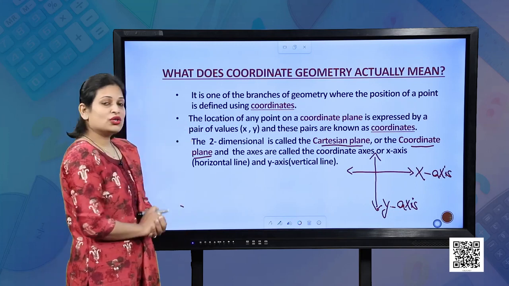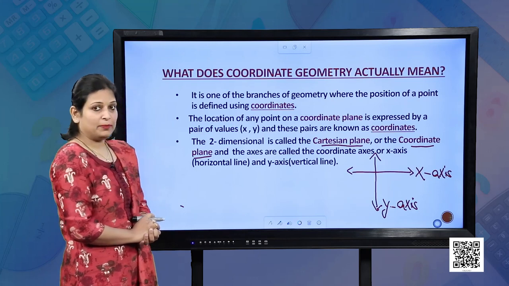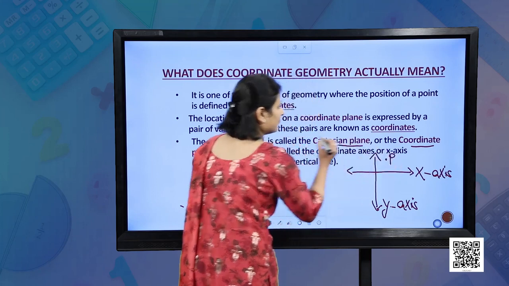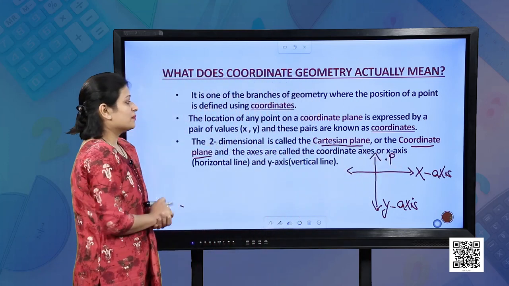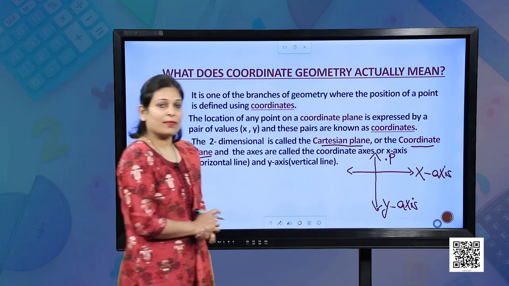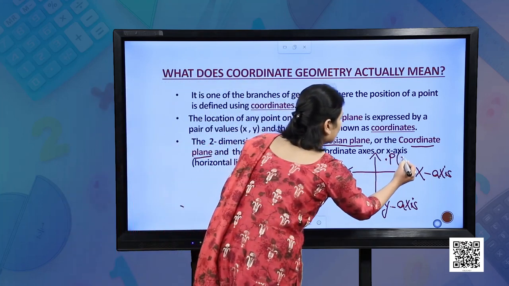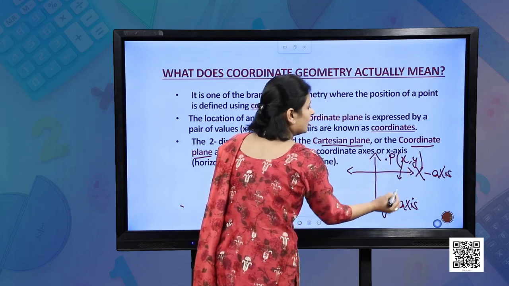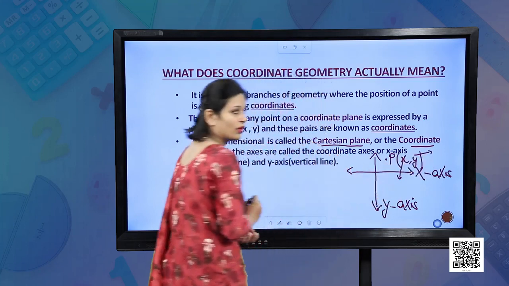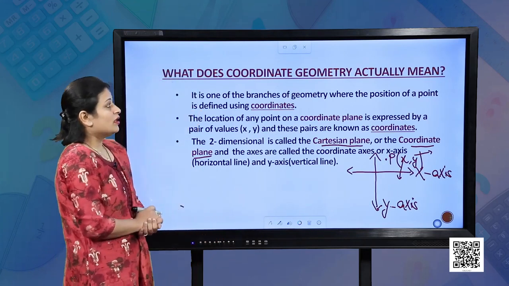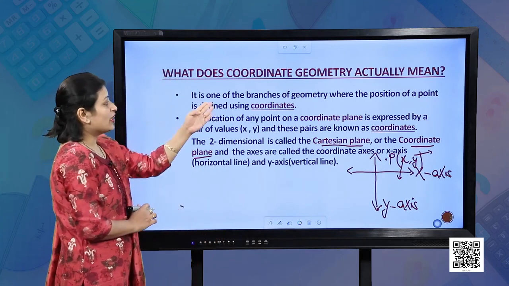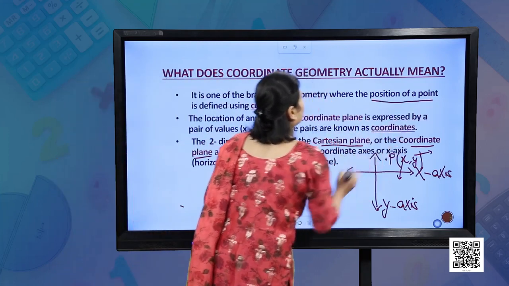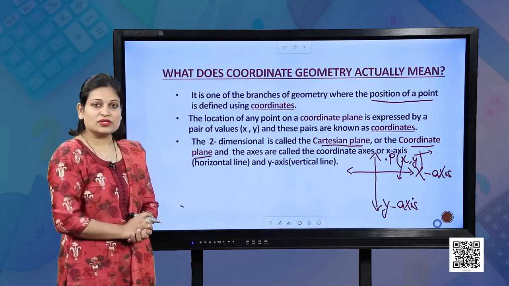Now, the location of any point on a coordinate plane means what? If I consider a point P, it is expressed by a pair of values x comma y, where this is the x coordinate and this is the y coordinate. So, coordinate geometry is one of the branches of geometry where the position of a point is defined using coordinates.